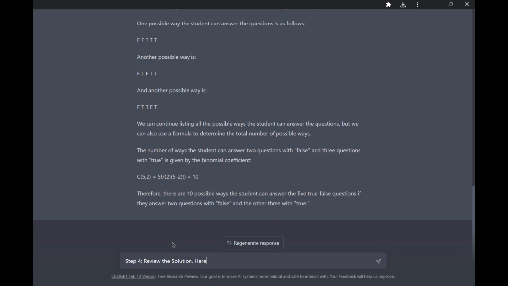We can continue listing all the possible ways the student can answer the questions, but we can also use a formula to determine the total number of possible ways. The number of ways the student can answer 2 questions with false, and 3 questions with true, is given by the binomial coefficient C(5,2) = 5!/(2!3!) = 10. Therefore, there are 10 possible ways the student can answer the 5 true-false questions if they answer 2 questions with false, and the other 3 with true.